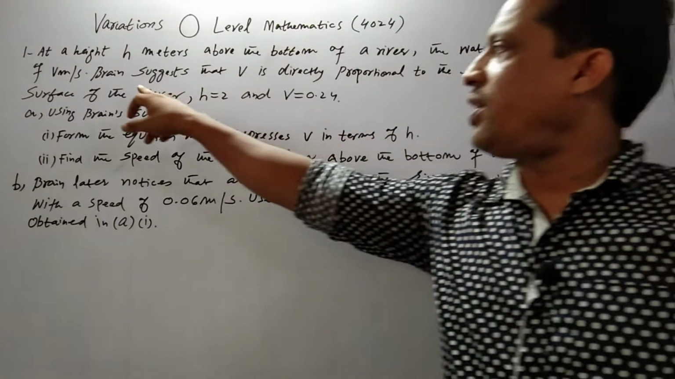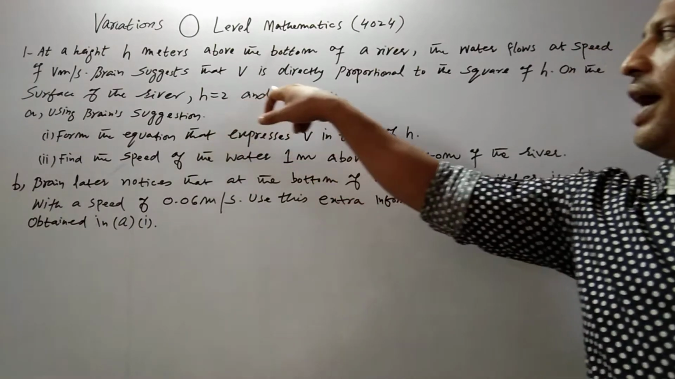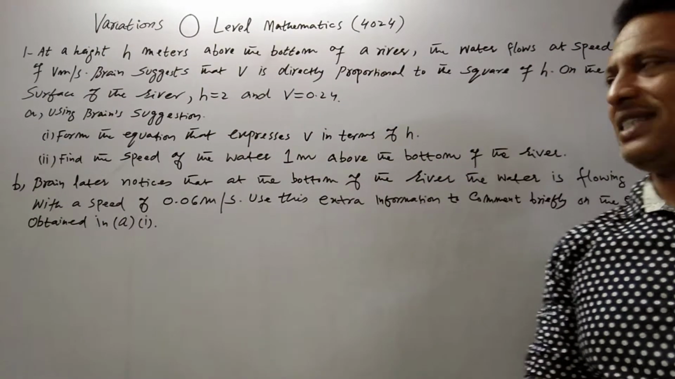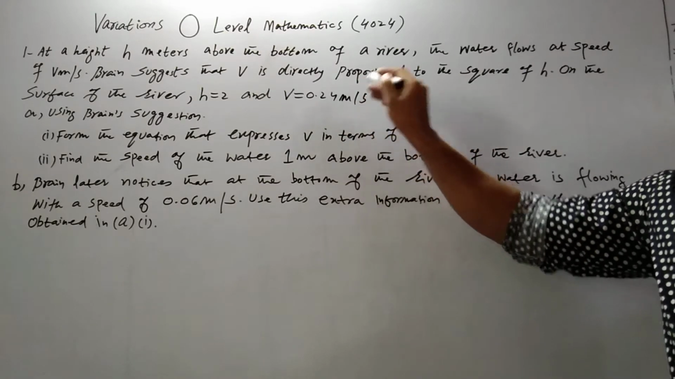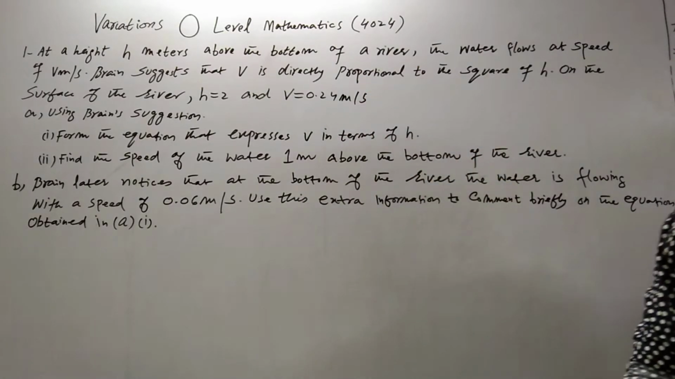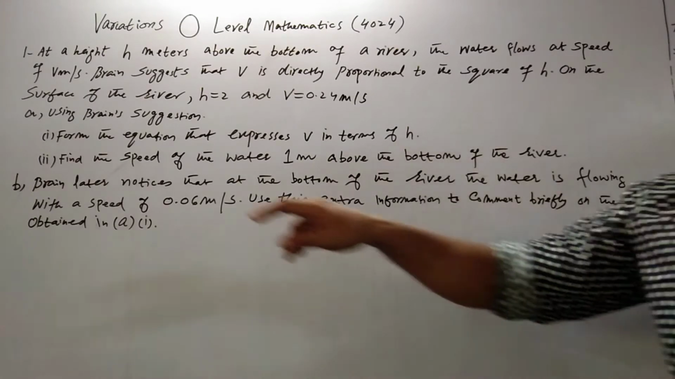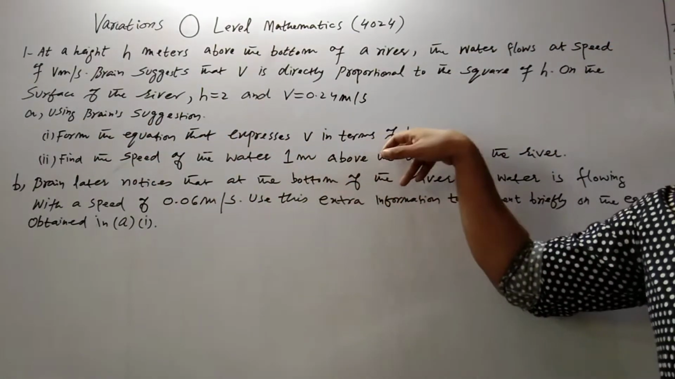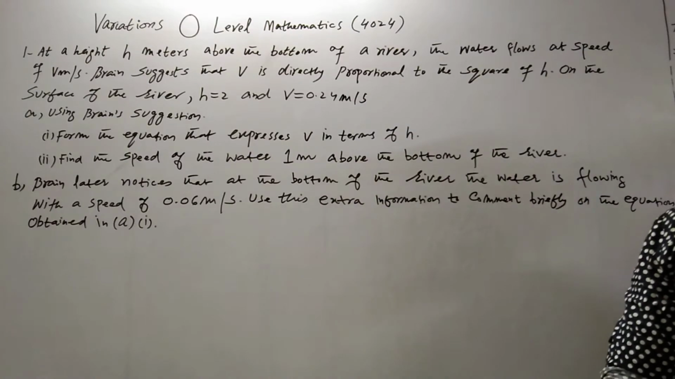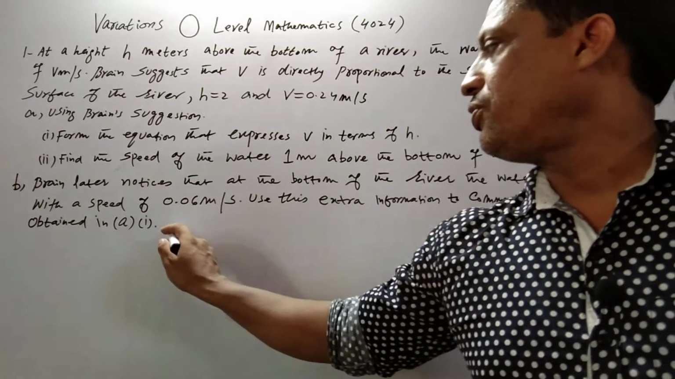On the surface of the river, height h is equal to 2 and speed v is equal to 0.24 meters per second. Part A, using Brain's suggestion, 1: form the equation that expresses v in terms of h. This part is not new for you. It's very easy.